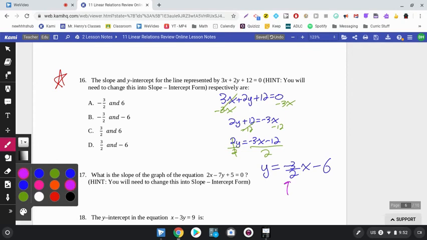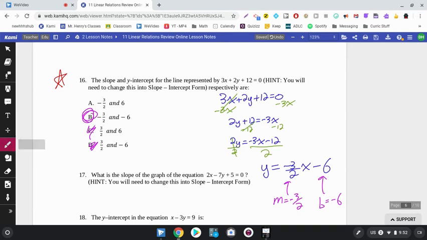So from this, I know the slope. That's the coefficient on x, negative 3/2. And I even know my b value, or my y-intercept. So I know it needs to be negative 3 over 2. I cross off c and d. Those are the wrong slope. It's negative, not positive. And it is not positive 6, it's negative 6. B, that's your answer.